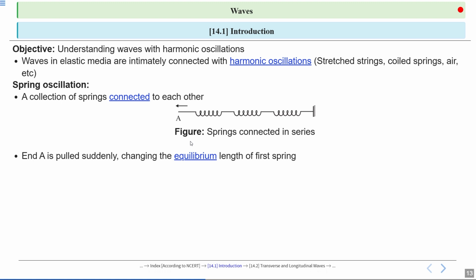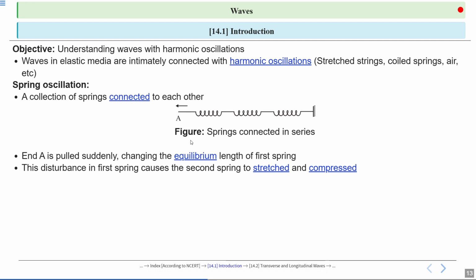Suppose we suddenly pulled end A of the first spring. This action changes the equilibrium length of that spring, meaning it stretches or compresses away from its natural resting position. The equilibrium position is simply where the spring would be if no force were acting on it. By disturbing the first spring, we set the whole system into motion.